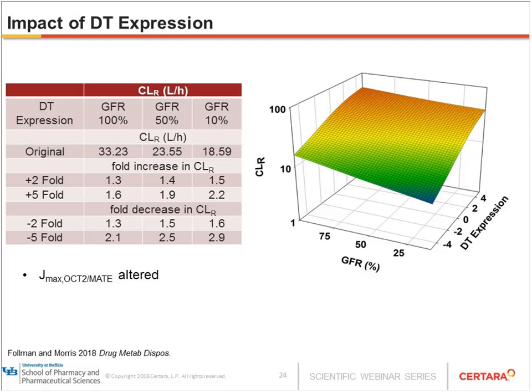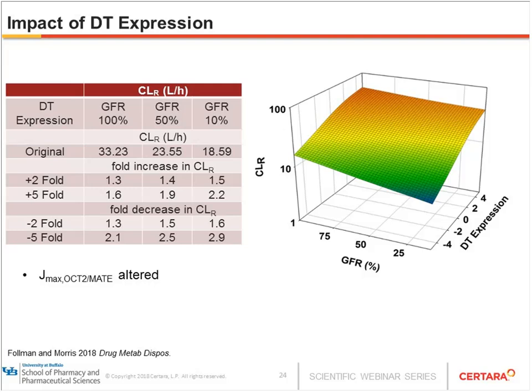As expected, we can see that with an increase in drug transporter expression, there's an increase in renal clearance. And this is because the capacity of the system to excrete metformin into the urine is increased. Similarly, with a decrease in drug transporter expression, we see a decrease in renal clearance, again, because the capacity of the system to excrete metformin has been reduced.